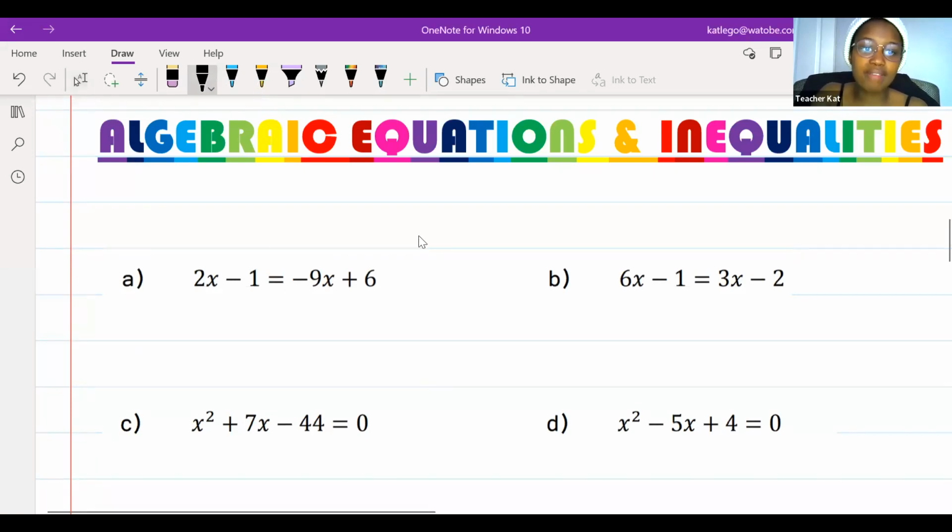Okay, let's talk about solving algebraic equations. So let's check what we have here. Number A, we have 2x minus 1 is equal to negative 9x plus 6. Remember, if you're feeling confident, you can raise your hand and we can talk about it. Anyone remember the rules? Anyone want to remind us of the rules? Should I do the first one?